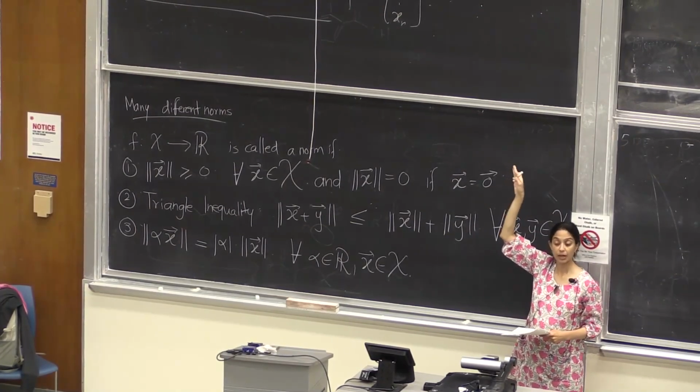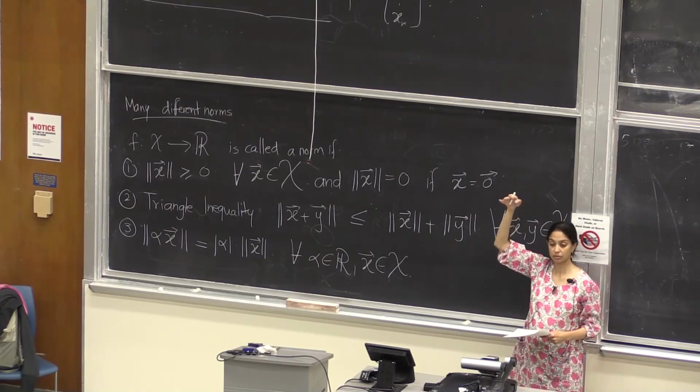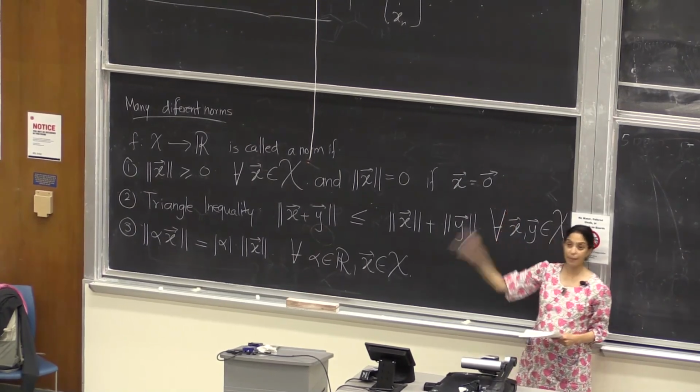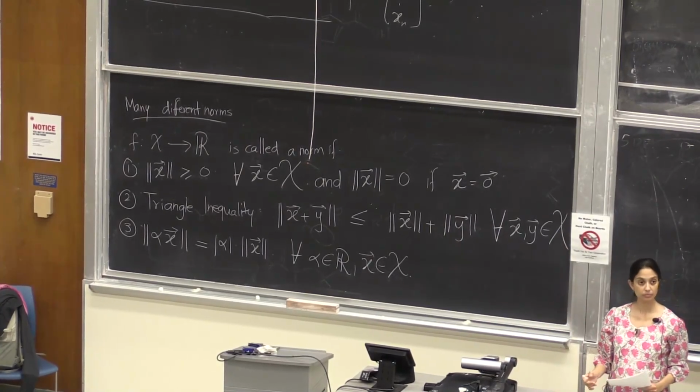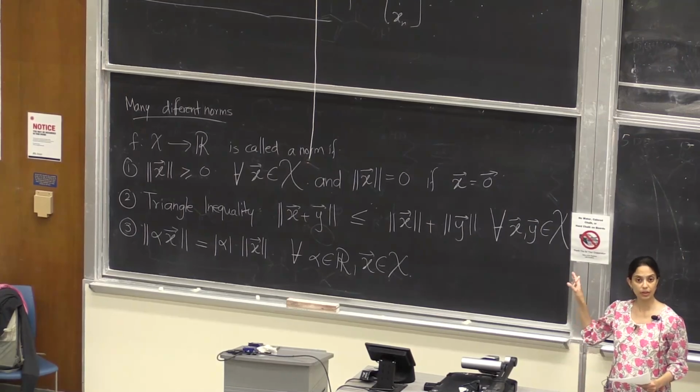Okay? Yes, question? Does the magnitude of a vector always refer to the 2 norm? The magnitude of the vector always refers to the 2 norm. Yes. Okay. We're good with this?